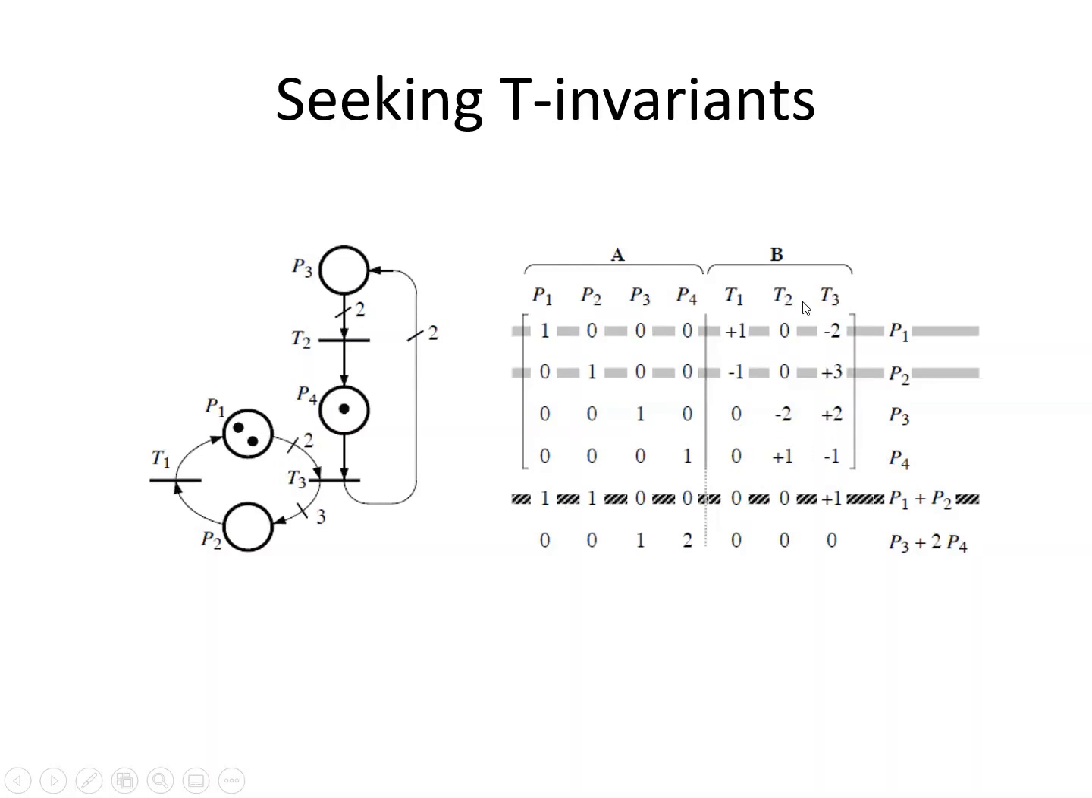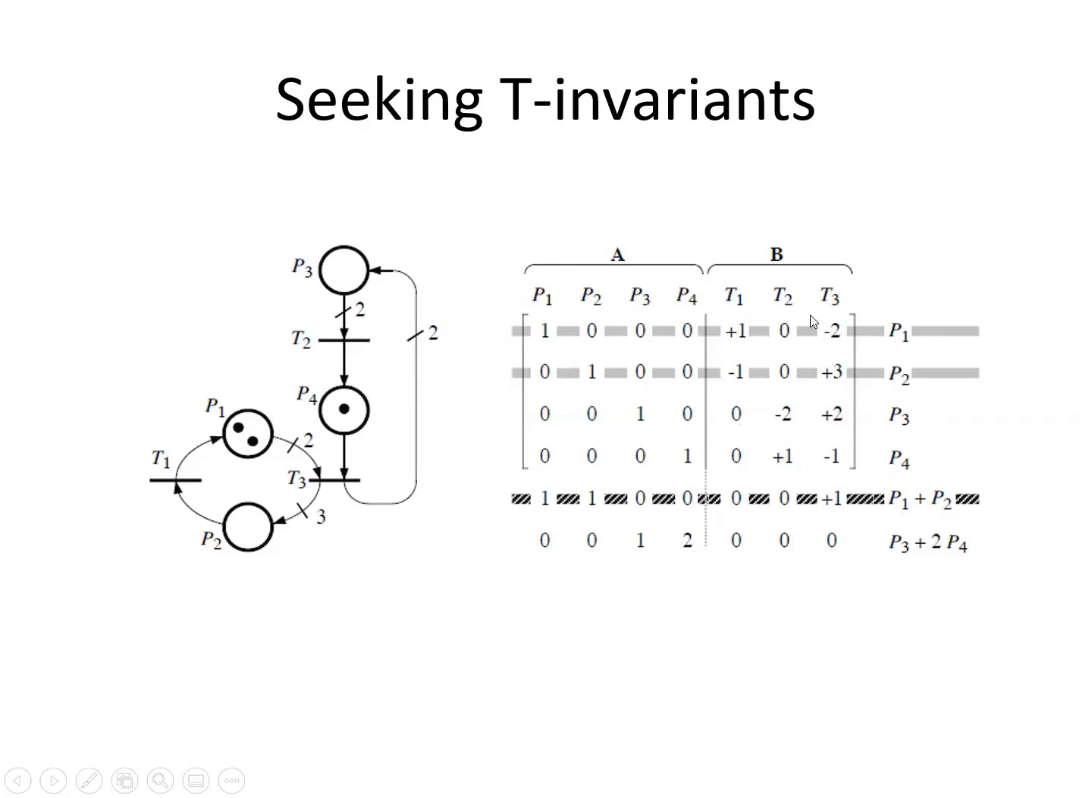Now if we fire T2, what happens? 2 tokens are removed from P3, so we write -2 corresponding to P3, and 1 token is added in P4, so we write +1 corresponding to P4. There are no input or output arcs connected to P1 and P2, so just write 0 0 in the corresponding rows.